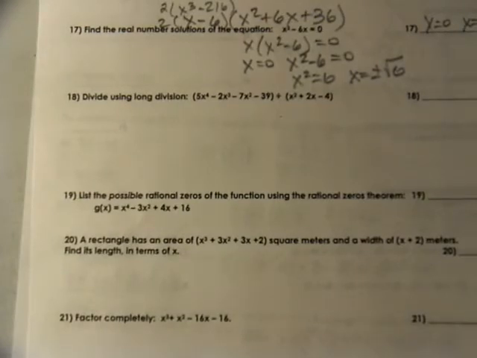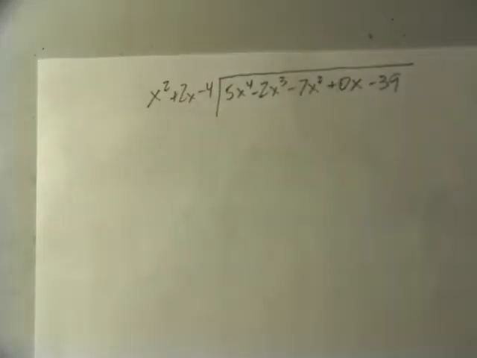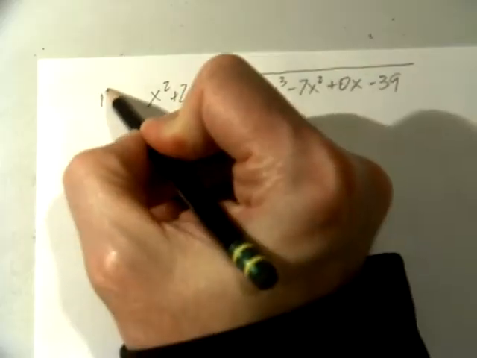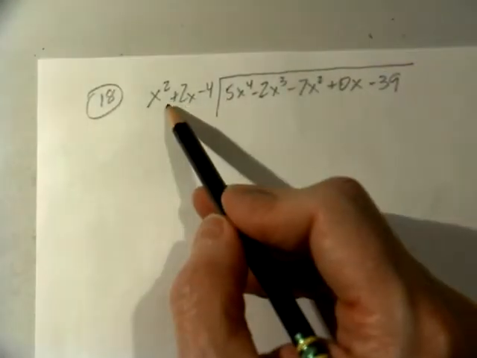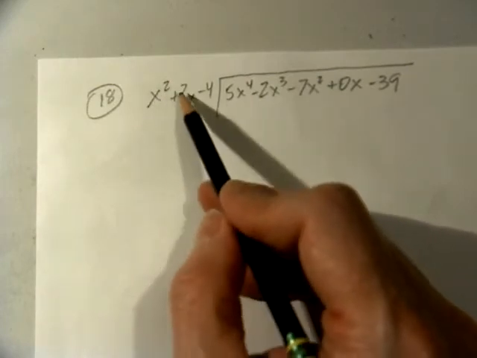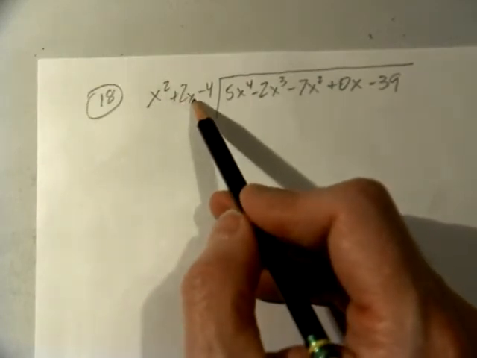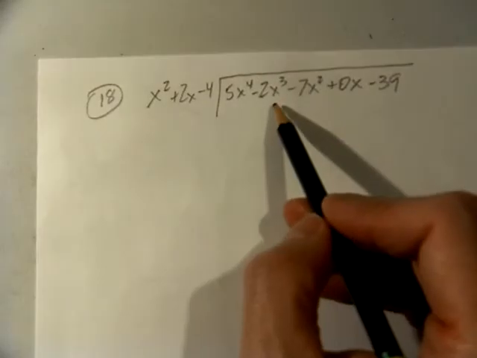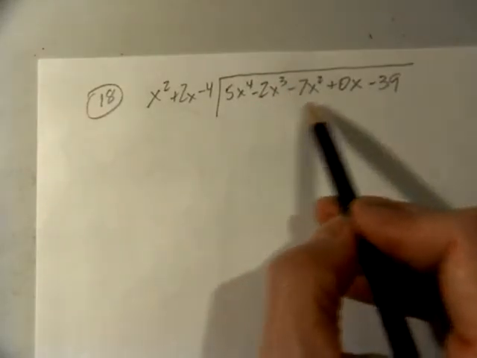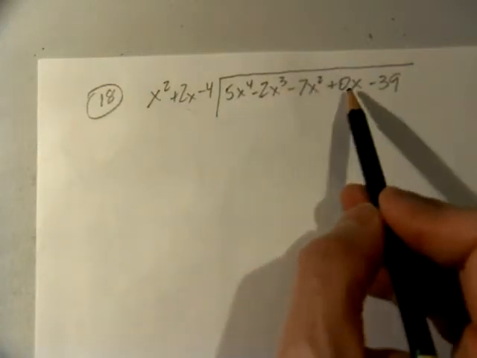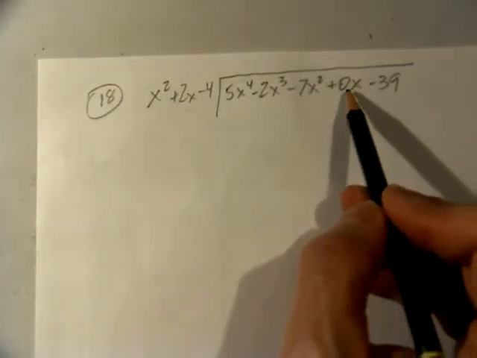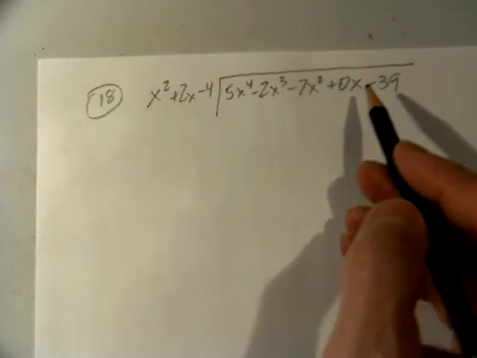Long division. This is number 18. So I've written out the problem. We have our divisor as x squared plus 2x minus 4. And then notice how here we have x to the 4th, the 3rd, the 2nd. There is no x in the original problem, so we have to have a place value holder.